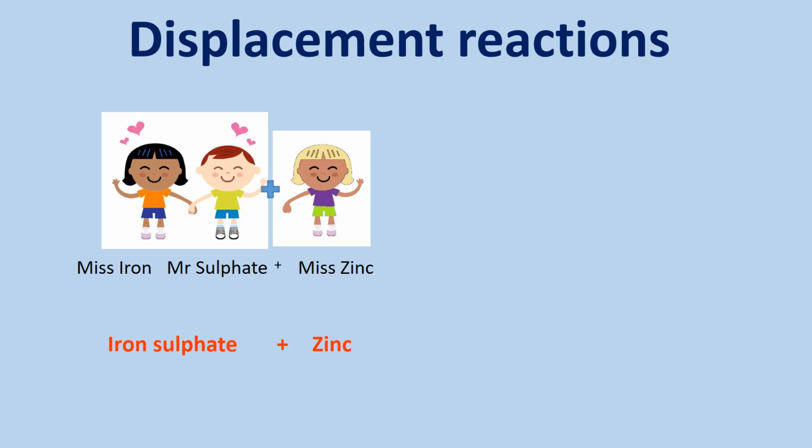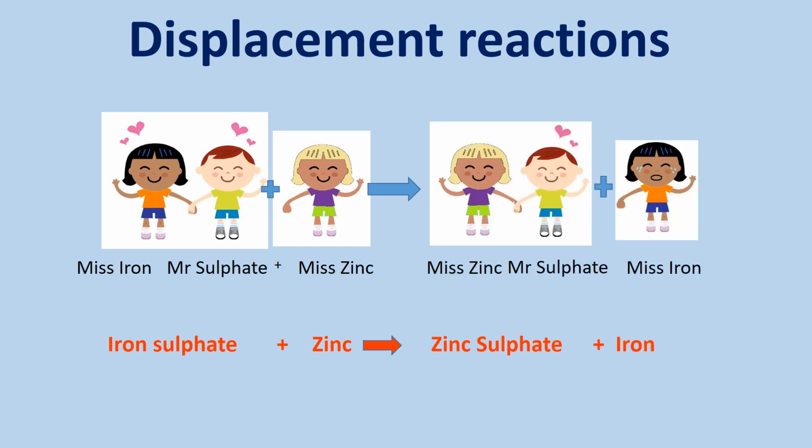So Miss Iron and Mr. Sulfate, and Miss Zinc comes along, and she can take sulfate away from iron. So iron sulfate plus zinc goes to zinc sulfate plus iron.